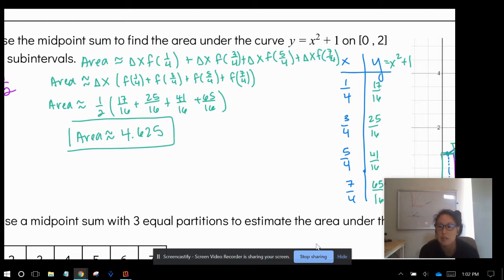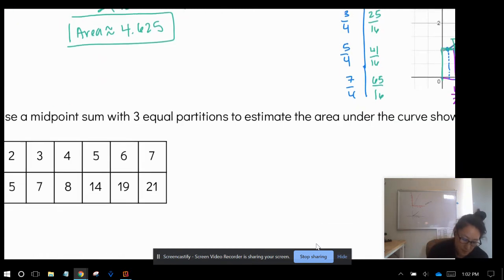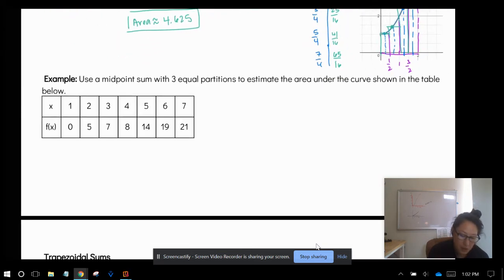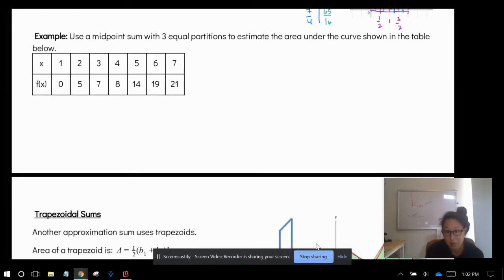Remember, a Riemann sum is an estimation of the area underneath the curve, or the estimation of the integral. All right, next up, use the midpoint sum with 3 equal partitions. And this time we're given a table. So to estimate the area underneath the curve, we have our a is 1 and our b is 7, and our n is 3.